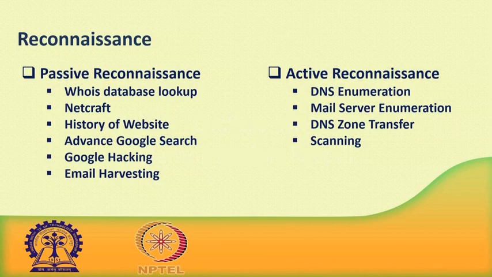Active reconnaissance. In active information gathering, or active reconnaissance, we gather information by directly communicating with the victim. In active information gathering, we gather information about the domain name system, open ports, services, operating system, etc.